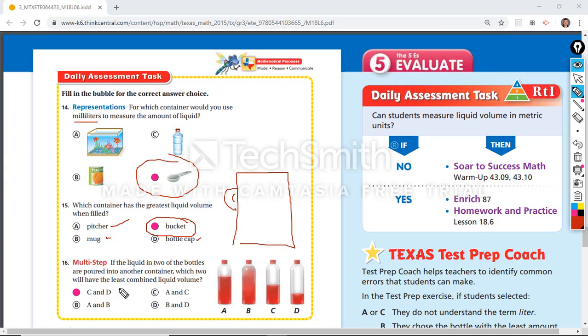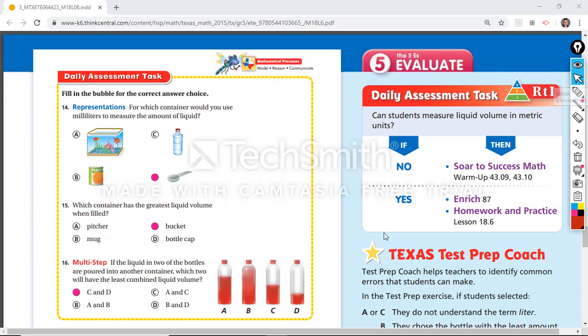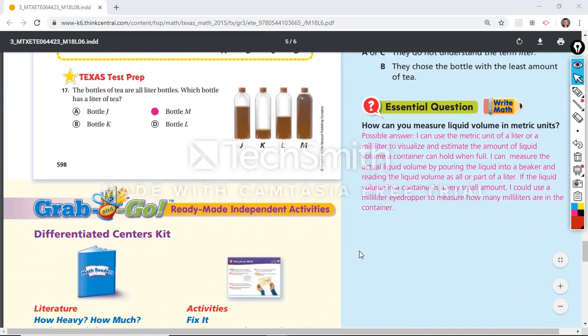Which two will have the least combined liquid volume? So if the liquid in two of the bottles is poured into another container, which one will have the least? So if you put these two together, look at the volume. You only have this empty here, and look at what you have empty here. So your answer would be C and D. Those two would have the least volume when put together.